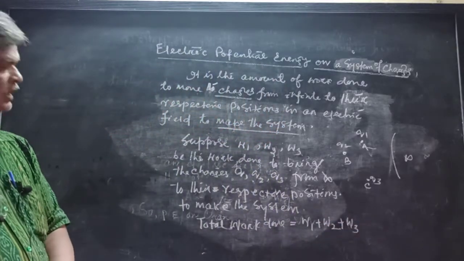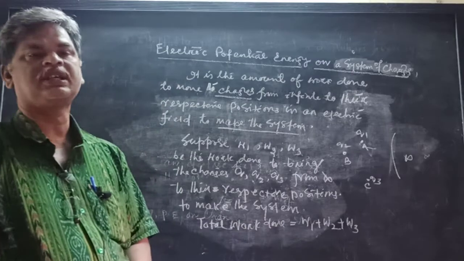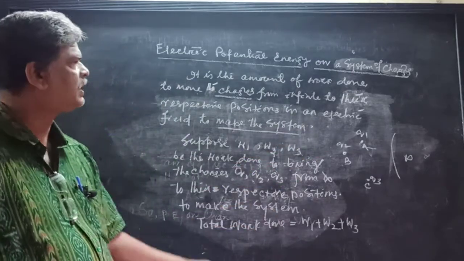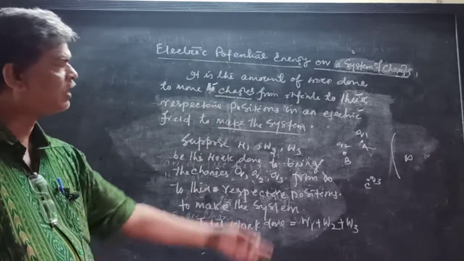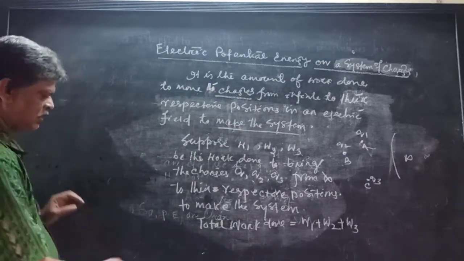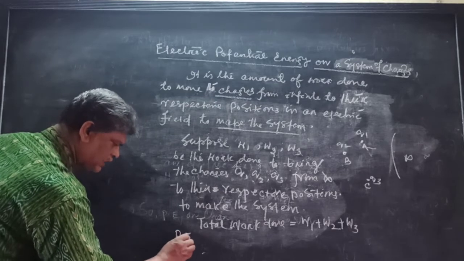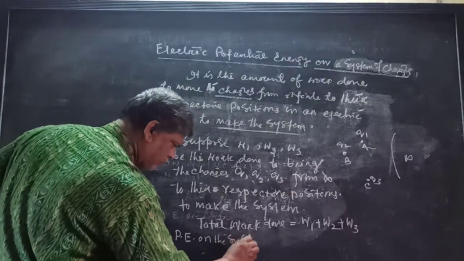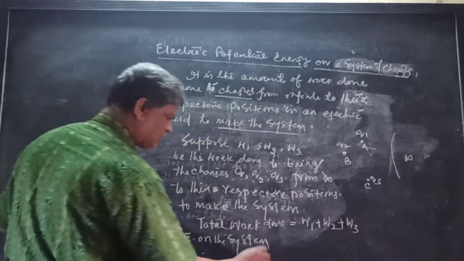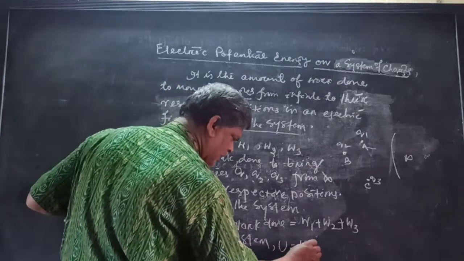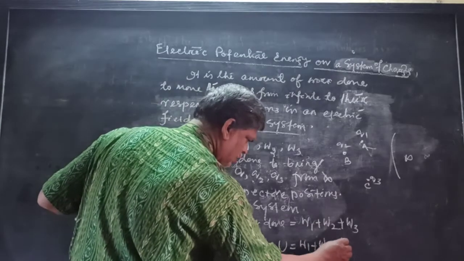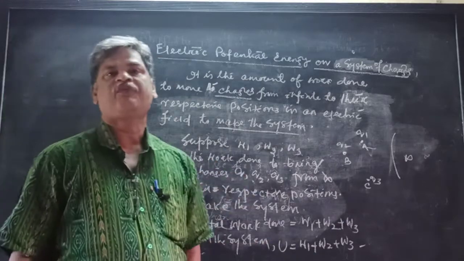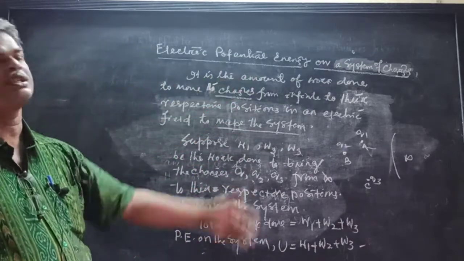Clear? So this work done is stored in the form of energy. So what is the potential energy on the system, not on a charge, on the system? Potential energy on the system, U is equal to W1 plus W2 plus W3, like that. So in this way we can find out the potential energy on a system.